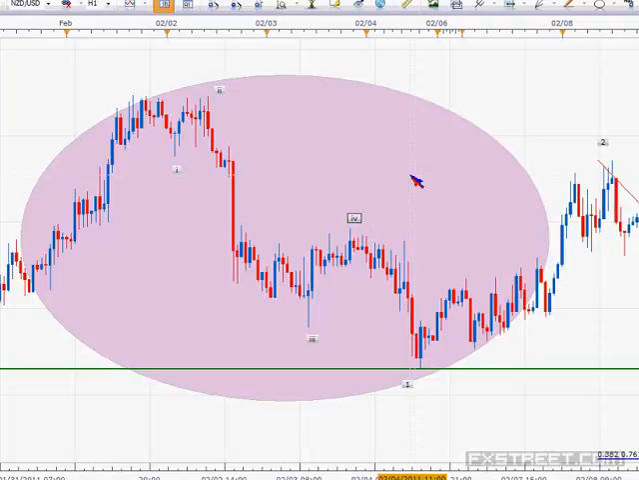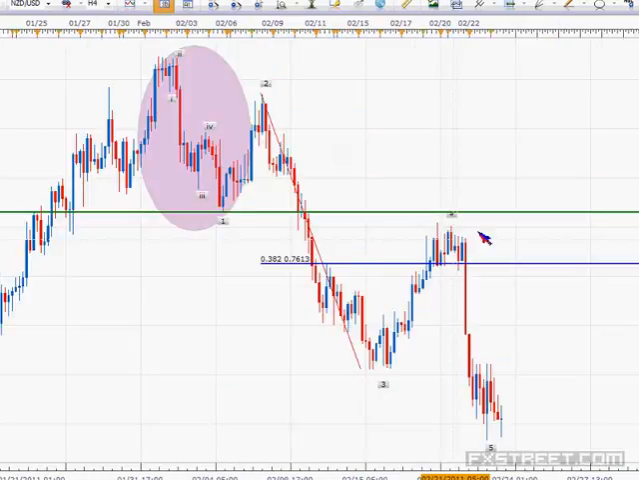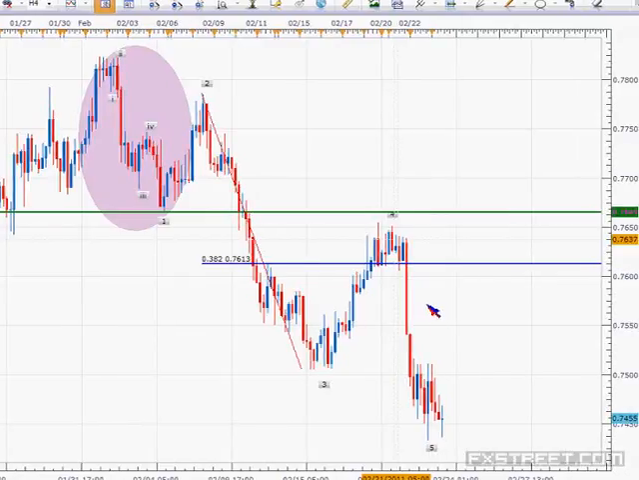So strong moves can help give me a clue into the market. So let me finish it up here on the Kiwi dollar. Strong moves can give me a clue that we may be in an impulsive move. We may be a part of that 5-wave sequence like what you saw here.